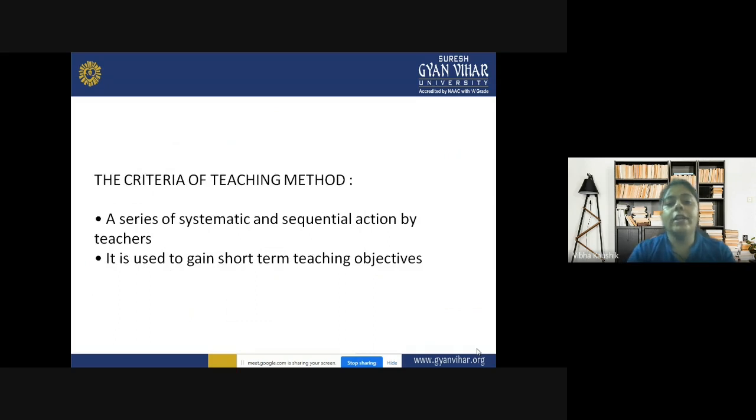Now, the criteria of teaching method. What is the criteria for selecting a particular teaching method? Why should that particular teaching method be opted by the teacher and that one should not be opted by the teacher? What is the criteria of selecting a particular teaching method? A series of systematic and sequential action by teacher.